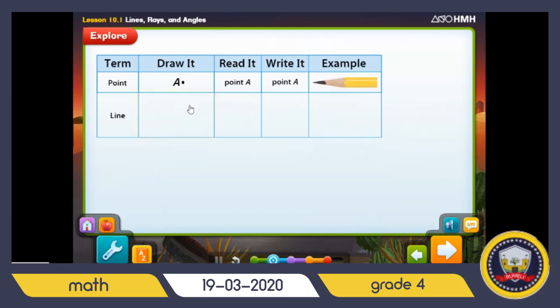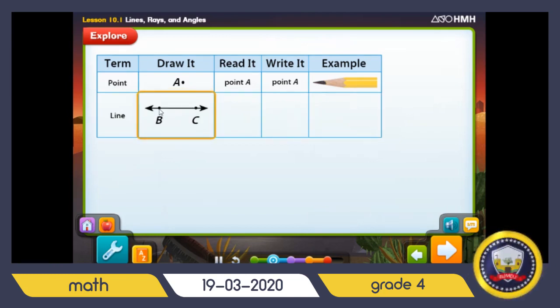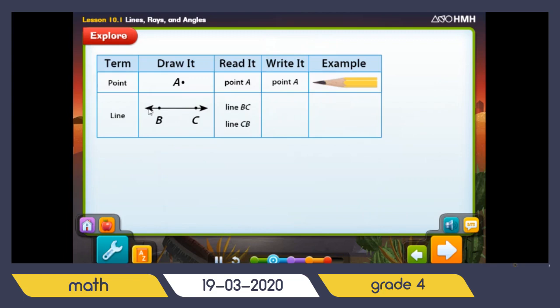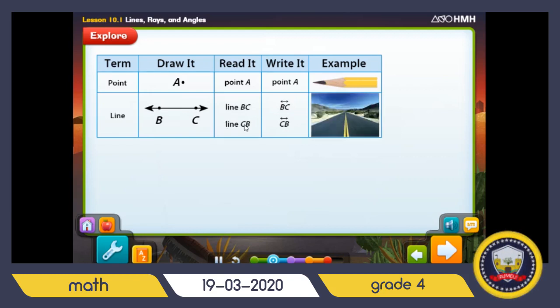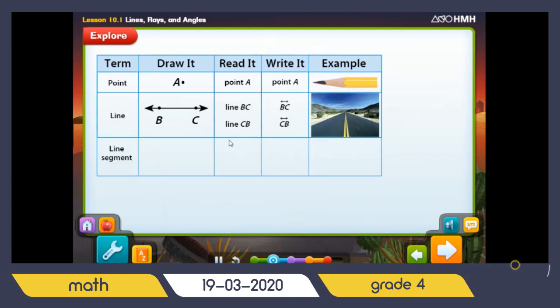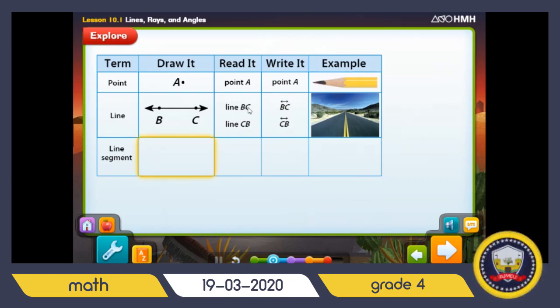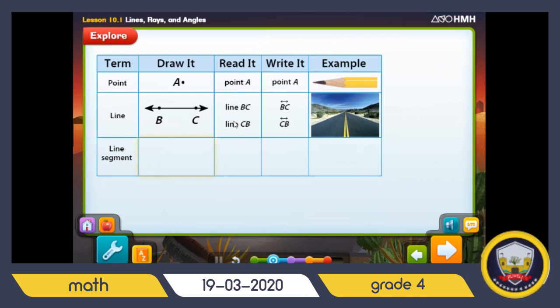The second term is line. How can you draw a line? Check it. There are 2 points, but they are endless points. They are going until forever. While you're reading them, we will say line BC or line CB. Each line has a name like people. Even if you change the points' names, nothing changes. Line BC and line CB, this is the same line.